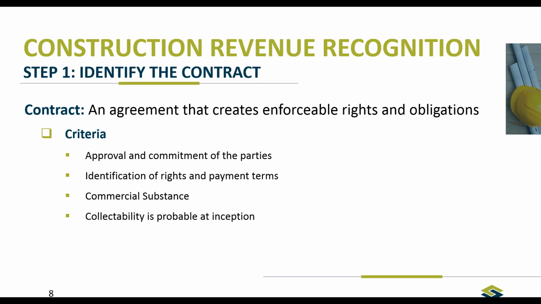The criteria are approval and commitment of the parties, identification of rights and payments, commercial substance, and then, which I just mentioned, collectability is probable at inception. Now, the contract could be implicit or explicit. It could be in writing or it could be verbal. Those all have to be hashed out initially, when you first identify that you enter into a contract, and make sure you're accounting for it properly.